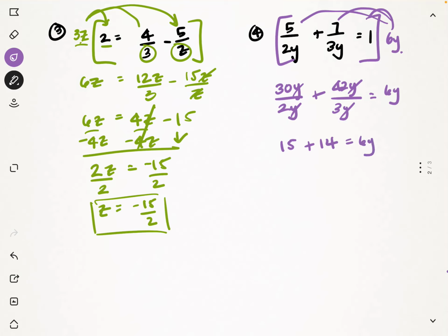So algebraically, this one's a little bit easier, right? 15 plus 14 is 29. And then we just got to divide by 6. So 29 divided by 6, we can't simplify. So that's what our y is going to be.